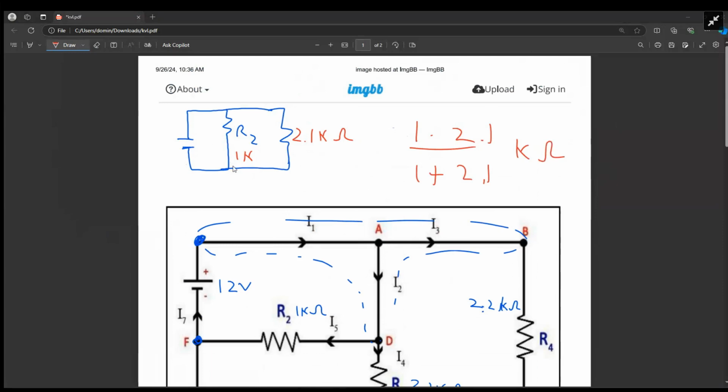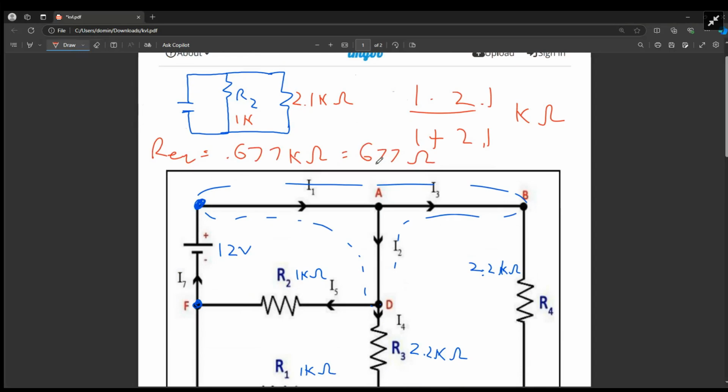I can't memorize that, so I'm going to have to put it in the calculator. That'll be 2.1 over 3.1, so like 2/3, 0.677. So the equivalent resistance is 0.677 kilo ohms, which can be rewritten as 677 ohms. 677 ohms is the equivalent resistance. So that's the answer for the first part.